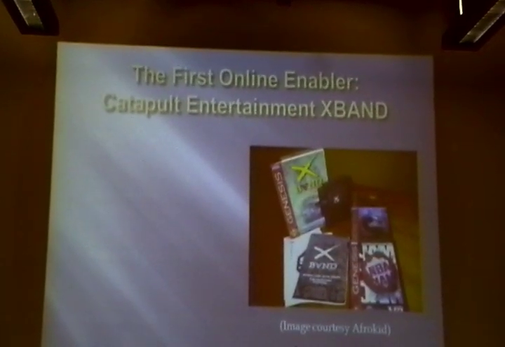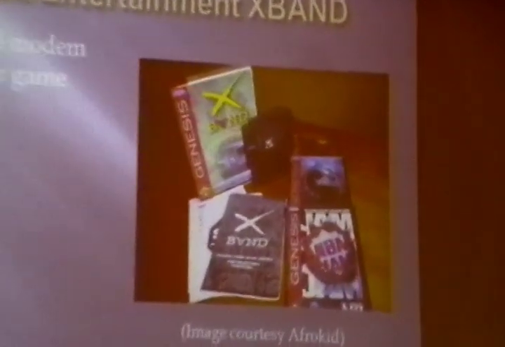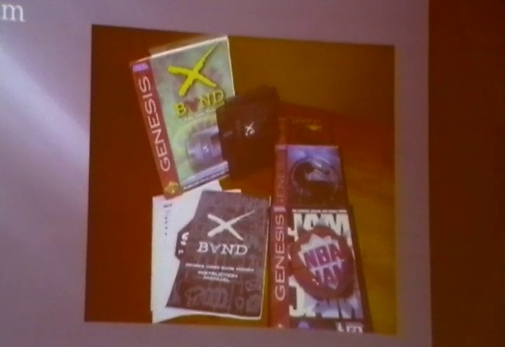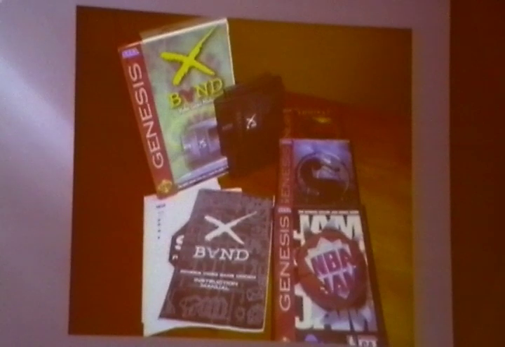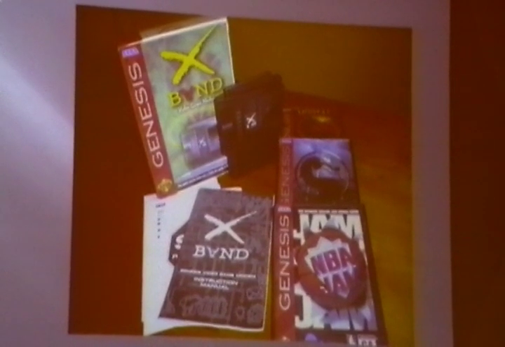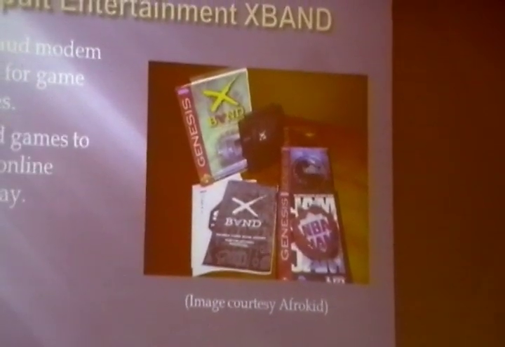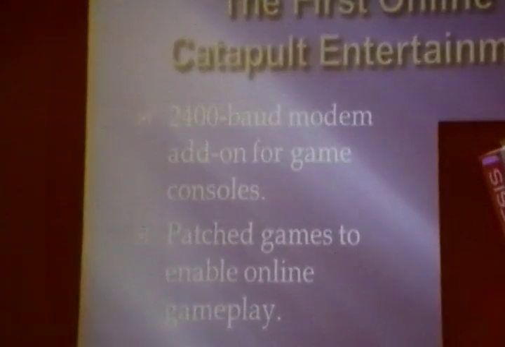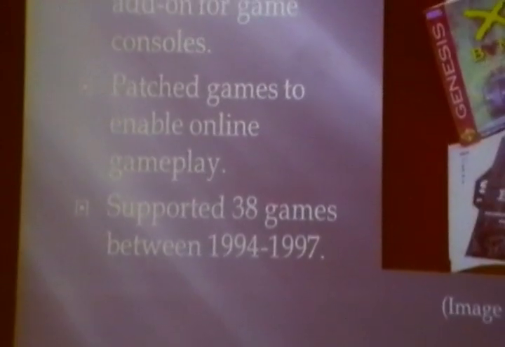So, a little history lesson. The first online enabler was the X-Band, which debuted way back in 1994 for the Super Nintendo and Sega Genesis consoles. It was basically a combination of a 2400 baud modem, yes, that's slow, and some specialized software which patched games to intercept two-player activity and redirected it over the phone to allow games to play online. It supported 38 games, but it was discontinued 3 years after its release.